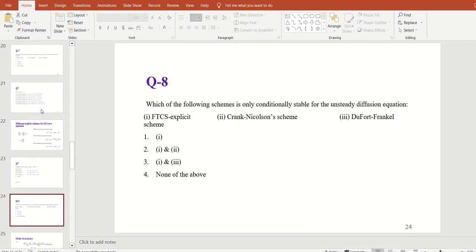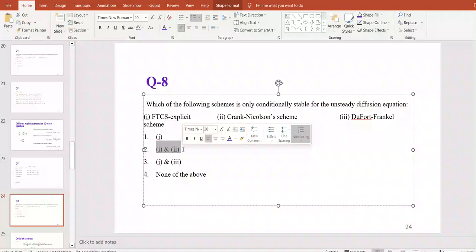Which of the following schemes is only conditionally stable for the unsteady diffusion equation? FTCS explicit, Crank-Nicolson scheme, and Dufort-Frankel scheme. Either FTCS explicit, or Crank-Nicolson scheme, or Dufort-Frankel and FTCS, or FTCS and Crank-Nicolson scheme. Which of the following schemes is only conditionally stable? The question is about conditional stability for the unsteady diffusion equation.